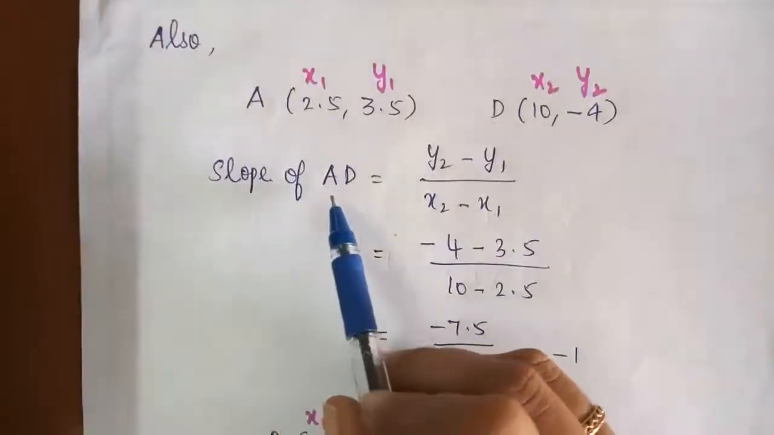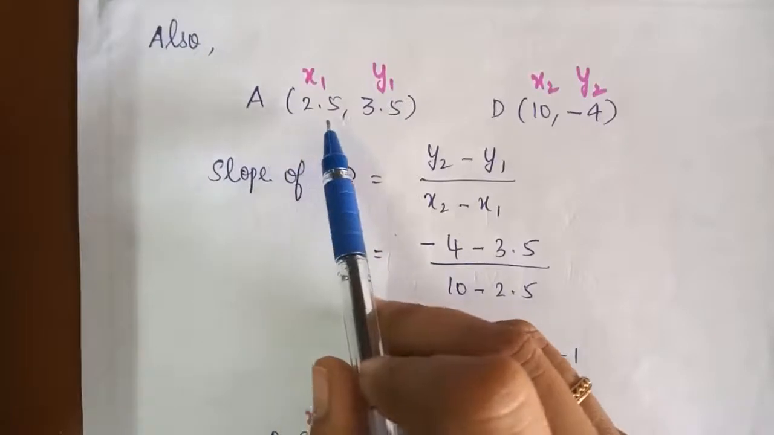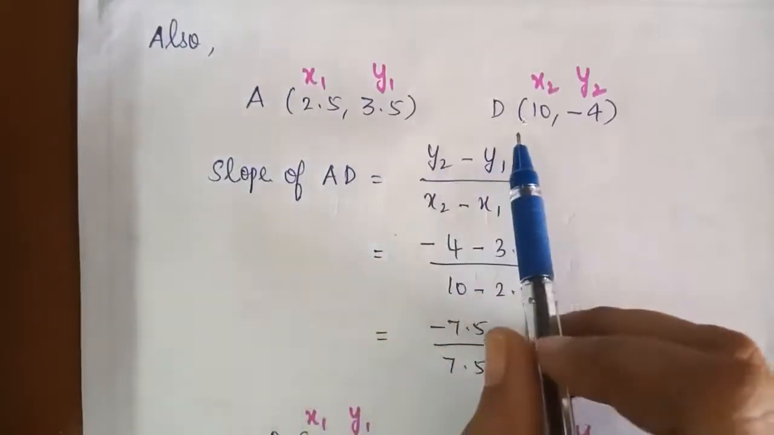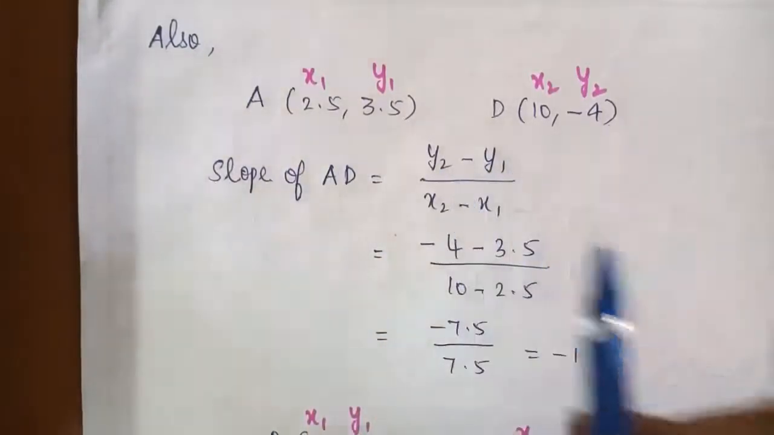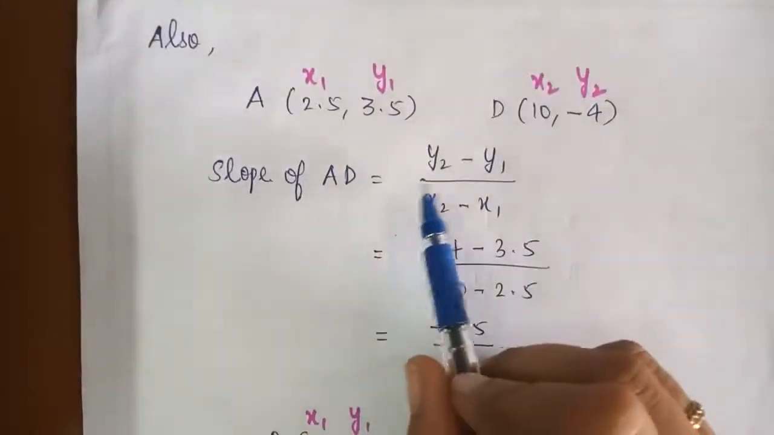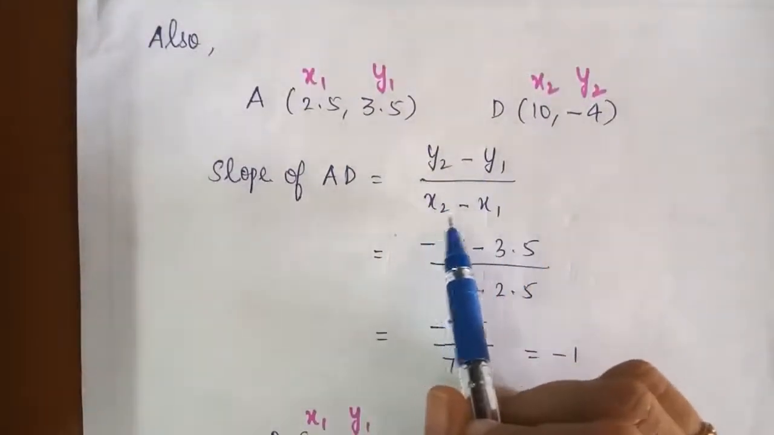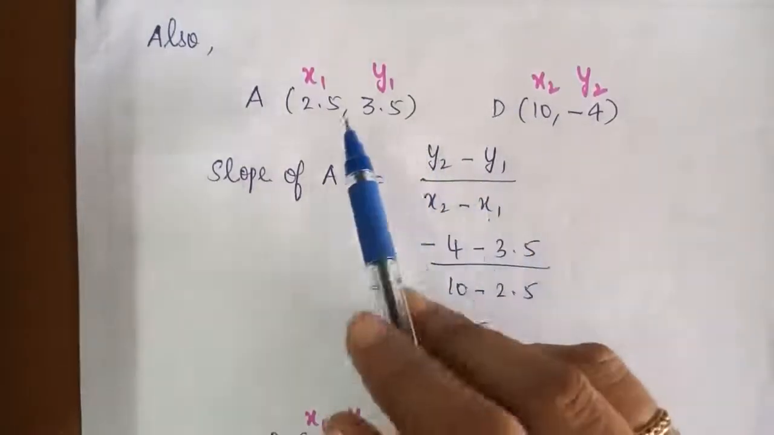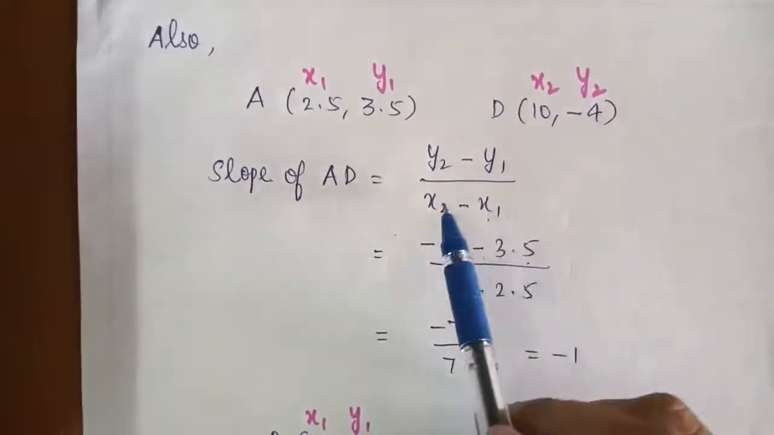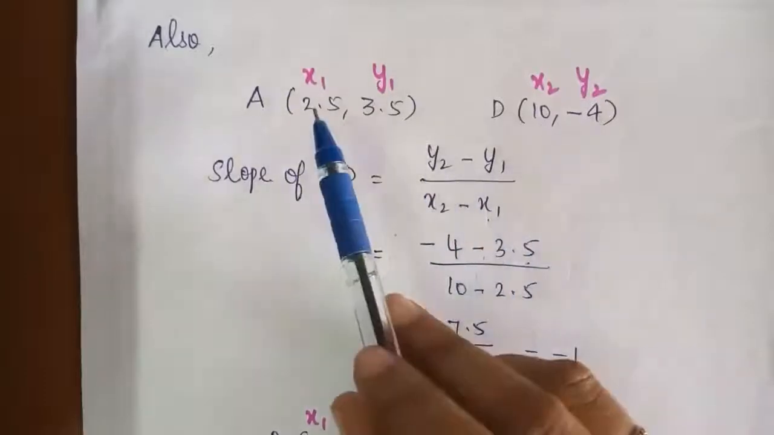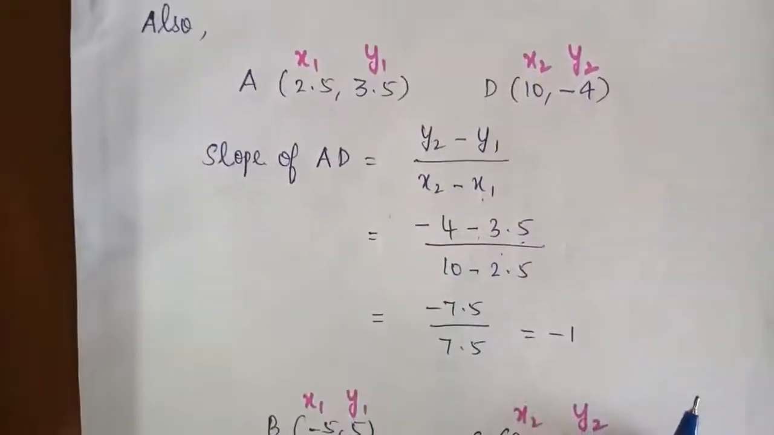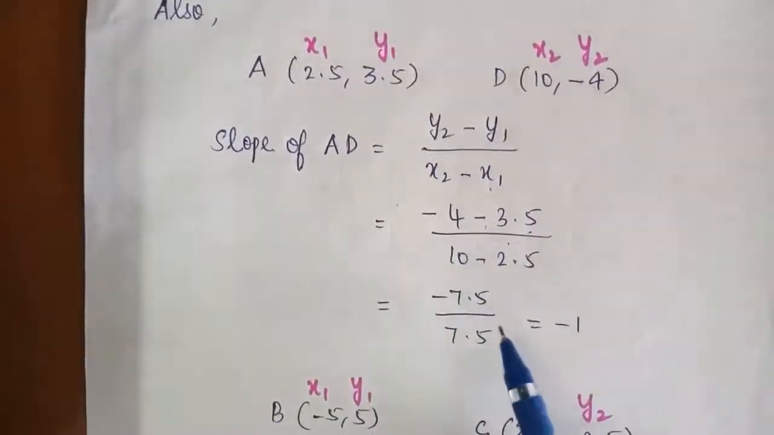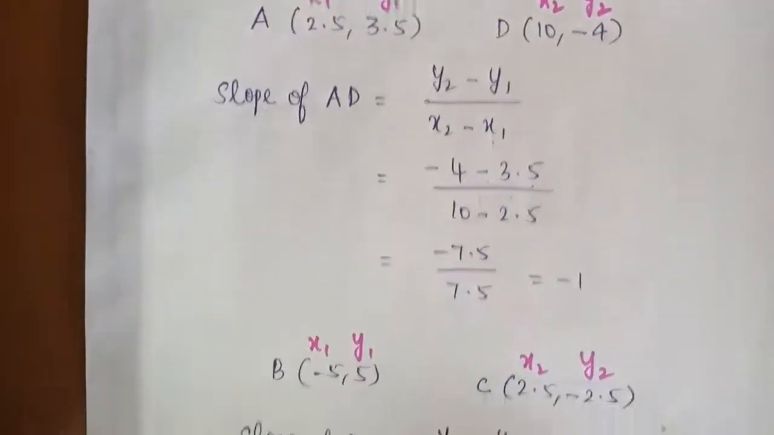Also, we have to find the slope of AD. A coordinate is 2.5 comma 3.5 and D is 10 comma minus 4. Slope of AD is equal to y2 minus y1 divided by x2 minus x1. y2 value is minus 4 minus y1 value is 3.5, divided by x2 value is 10 minus x1 value is 2.5, which is equal to minus 7.5 by 7.5, which is equal to minus 1.